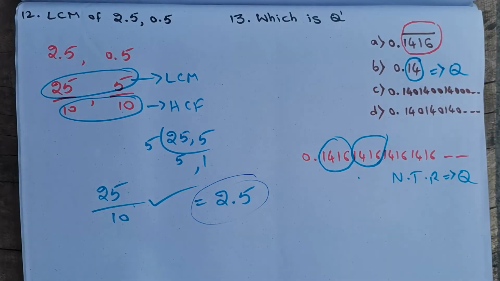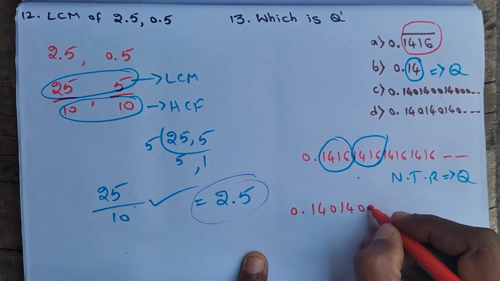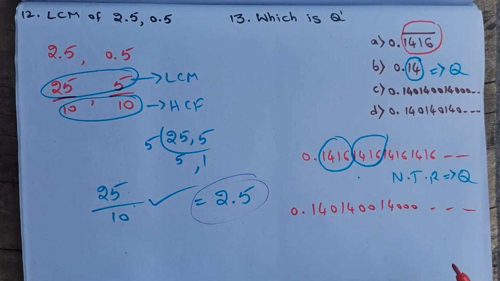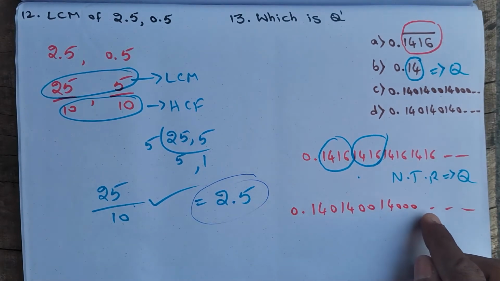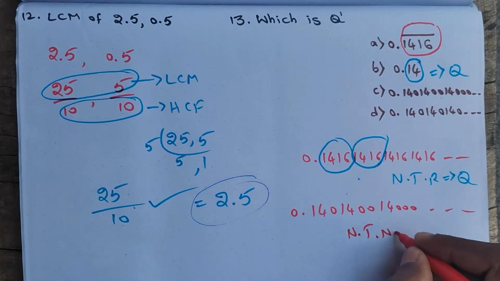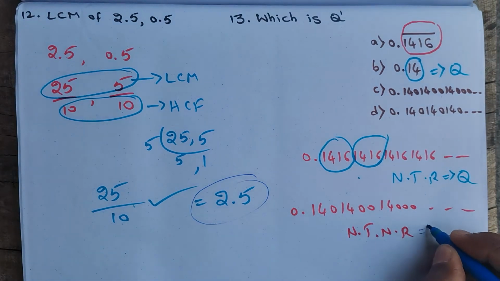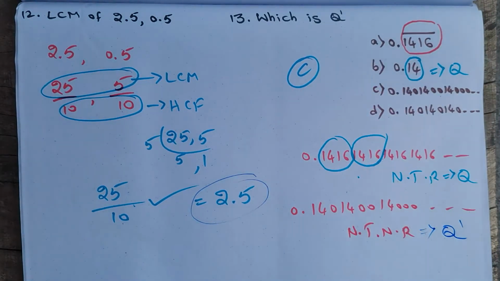Next option C, if we observe 0.140, 1400, 14000 and so on. After the decimal, these are not terminating as well as they are not repeating also, because here 140, here 1400, here 14000 keep on increasing one by one zero, so it is not terminating as well as not repeating. Neither terminating nor repeating type of decimals will be considered as irrational. So option C is correct one.